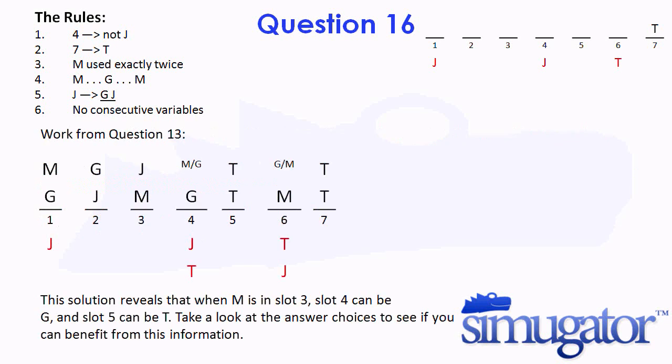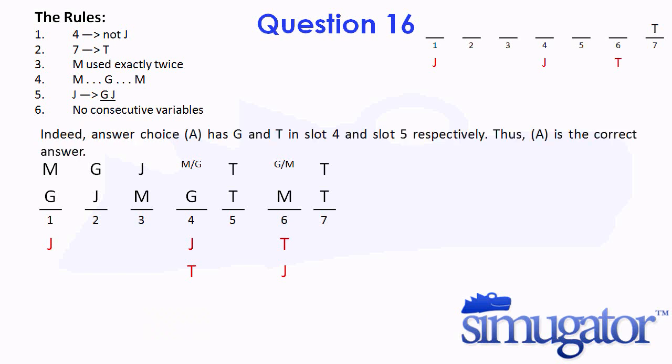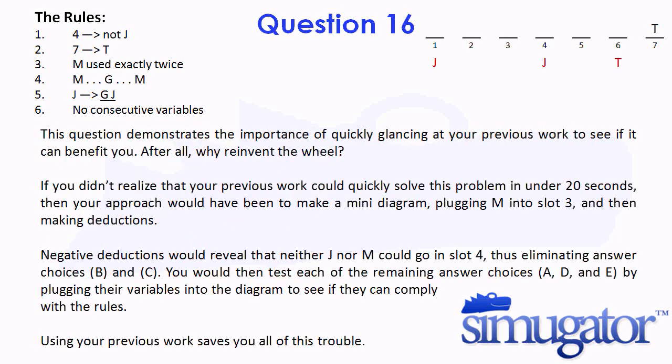Okay, so here's the work from question 13. The bottom diagram specifically has M in slot 3. This solution reveals that when M is in slot 3, slot 4 can be G and slot 5 can be T. Now take a look at the answer choices to see if you can benefit from this information. Indeed, answer choice A has G and T in slots 4 and 5 respectively. Thus, A is the correct answer.